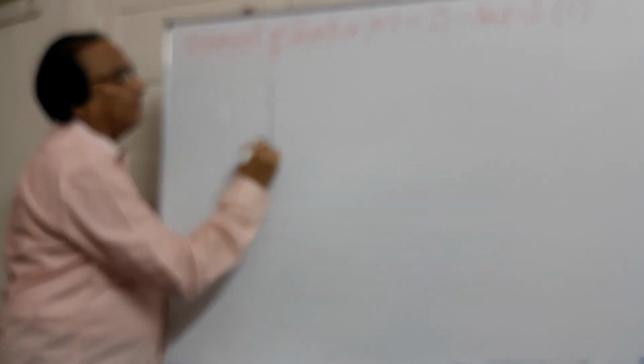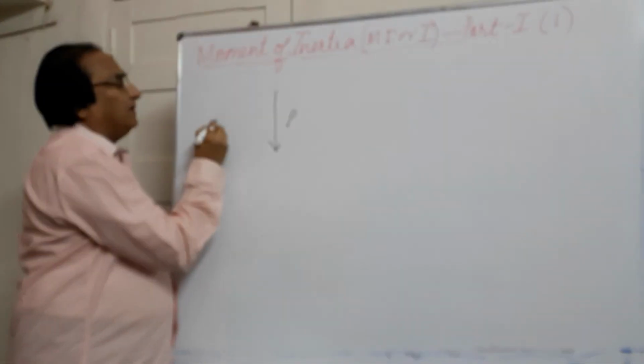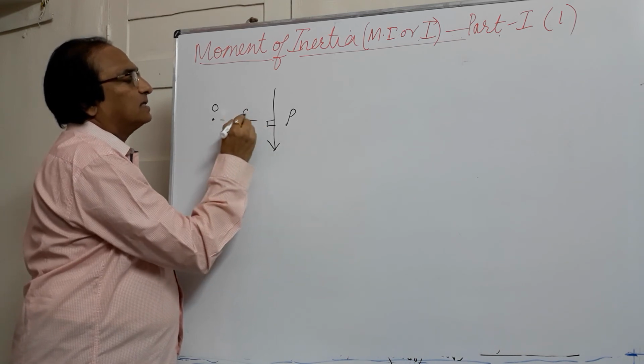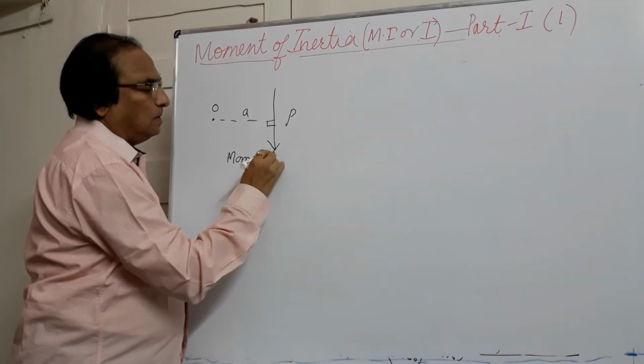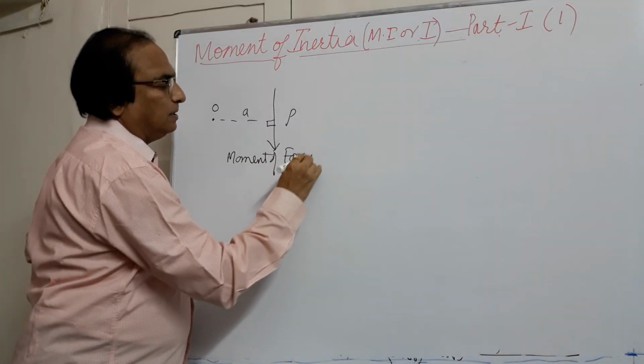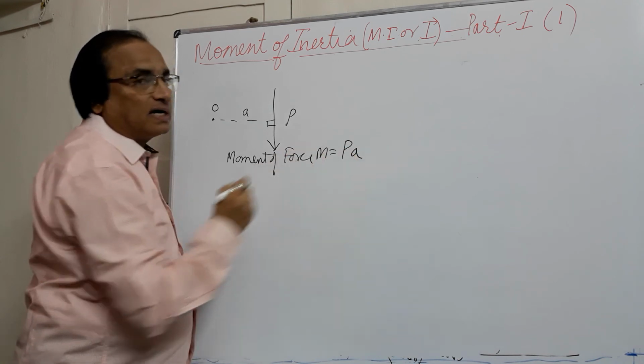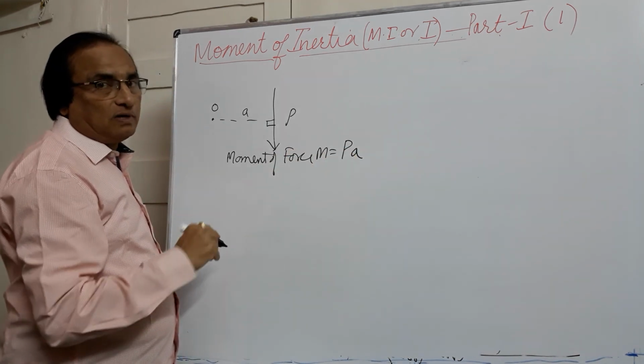So let us see here. Suppose if I take a force P and if I take a point O, if I join these two by perpendicular distance A, we know moment of force M is equal to, we know moment is force into perpendicular distance. Moment is either clockwise or anti-clockwise.